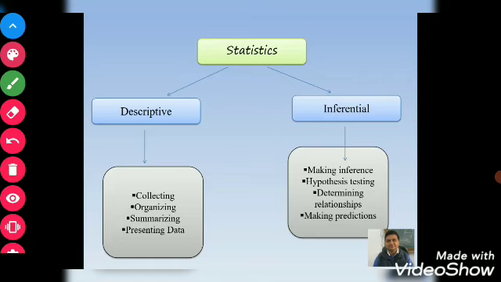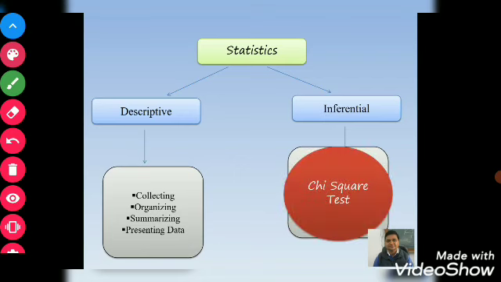Whereas inferential statistics deals with the making of inference, hypothesis testing, determination of a relationship as we have seen in correlation and regression, then making prediction in regression, and hypothesis testing. We have just finished the hypothesis testing, and here also in this chi-square test we will test the hypothesis. So in inferential statistics today I will be discussing the chi-square test.